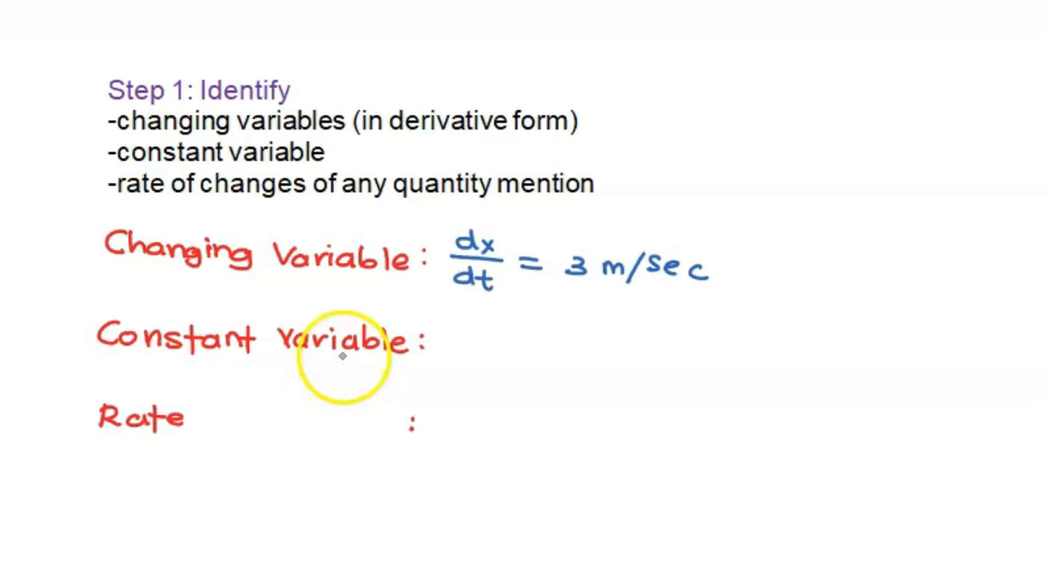Then we have a constant variable. From the reading, we are able to say that the constant given in the question is 8 meters. And the rate to be found is dy over dt when x equals 2 meters.